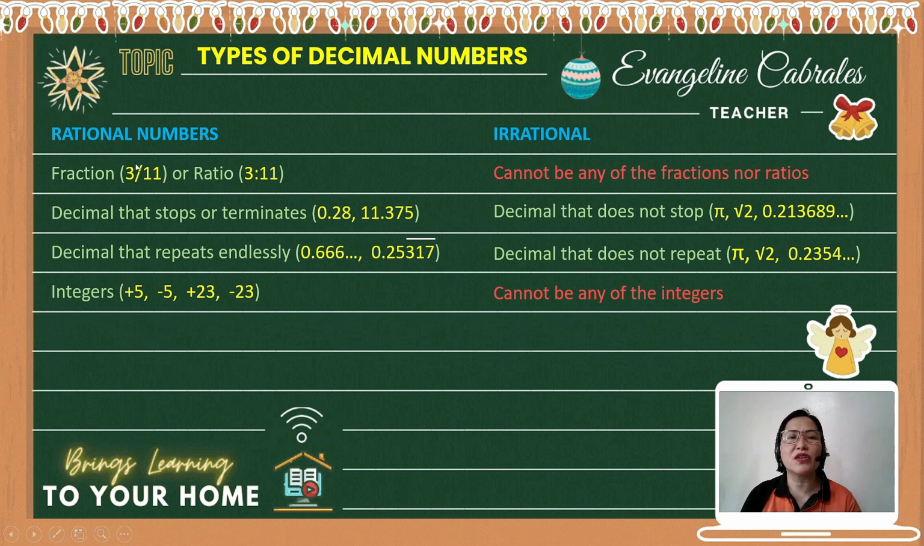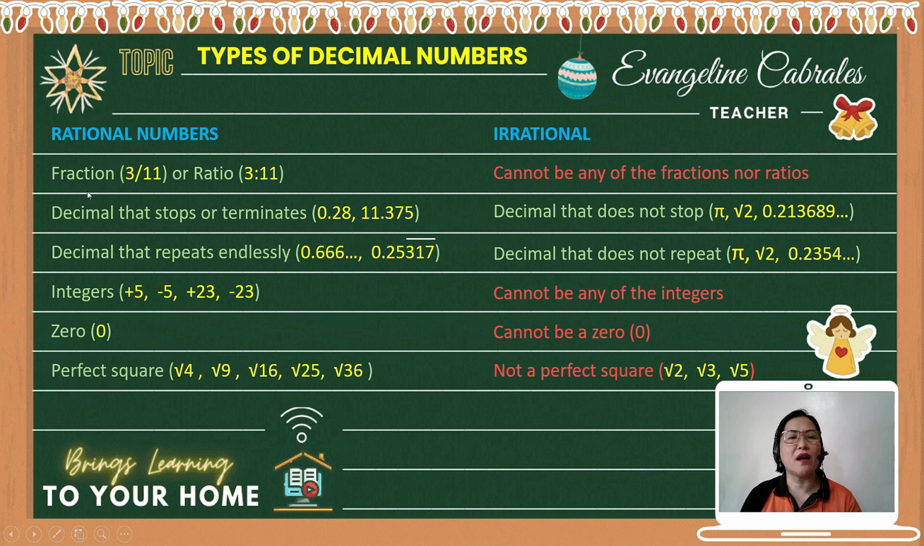So, integers are rational numbers. Irrational numbers cannot be any of the integers. So, hindi daw maaaring maging integers ang irrational numbers. Okay? Next, 0 is a rational number. And irrational number cannot be a 0.